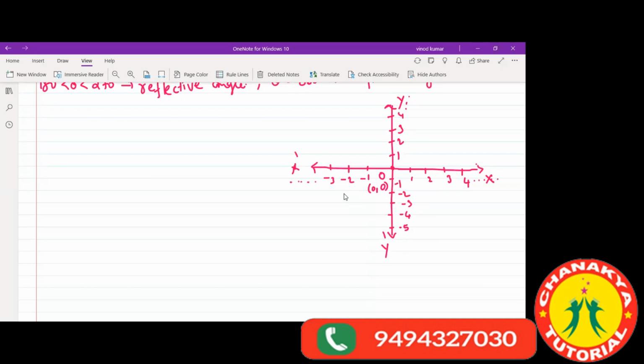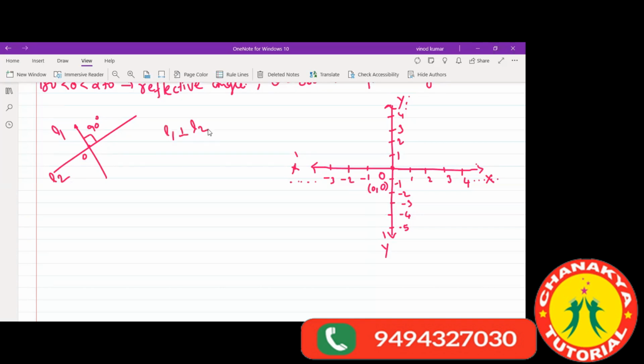These two are mutually perpendicular. Two lines are said to be perpendicular if the angle between those two lines is a right angle. Suppose these two lines intersect at 90 degrees at this point O. Suppose this is L1 and this is L2. So L1 is perpendicular to L2.